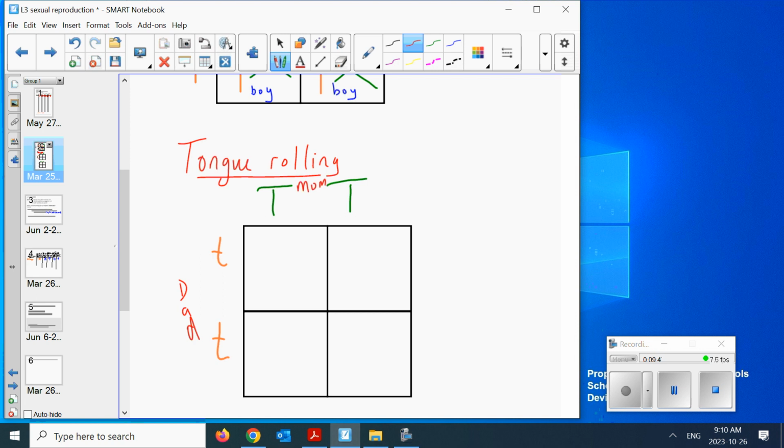Now I want to code these things on the side. If you have big T, you can roll your tongue. If you have big T, little t, they'll have the ability to tongue roll. If you have small t, you can't.